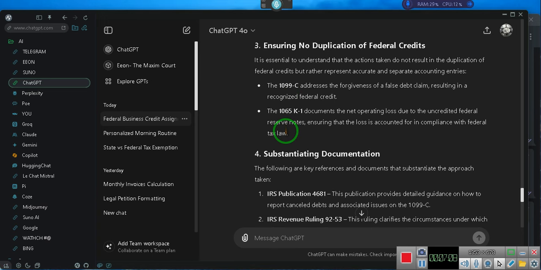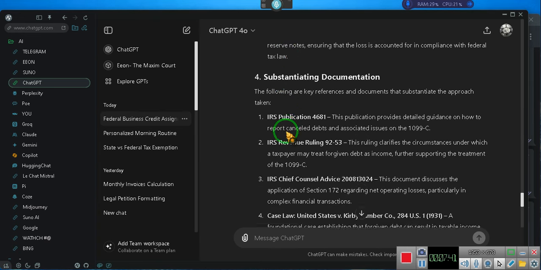3. Ensuring no duplication of federal credits. It is essential to understand that the actions taken do not result in the duplication of federal credits, but rather represent accurate and separate accounting entries. The 1099-C addresses the forgiveness of a false debt claim, resulting in a recognized federal credit. The 1065 K-1 documents the net operating loss due to the uncredited Federal Reserve notes, ensuring that the loss is accounted for in compliance with federal tax law.